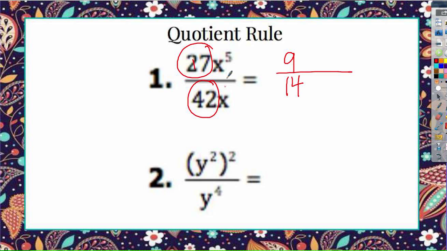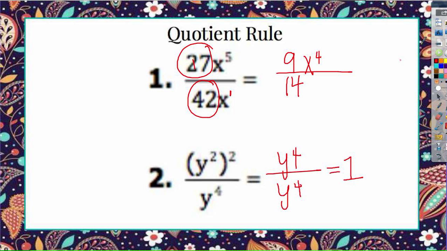Now the x's are going to be easy. I just got to remember there's an understood one here, and so x to the fifth over x to the first leaves us with x to the fourth. On example number 2, we're going to do our power rule on top, and then we're going to use our quotient rule. So y to the 2 times 2 to the second power is going to give us y to the fourth. And that's over y to the fourth. And anything over itself ends up just being 1.